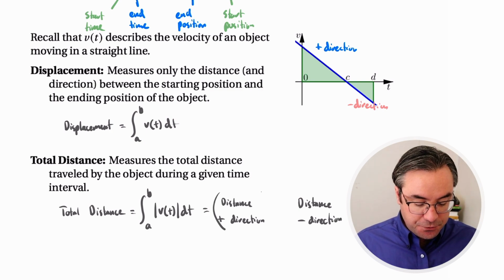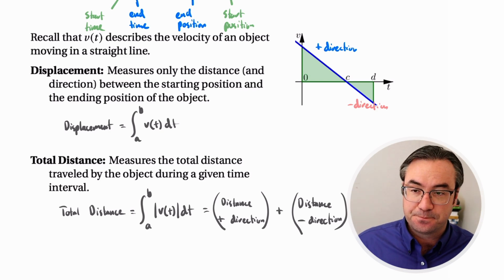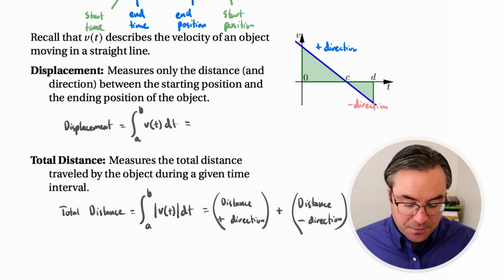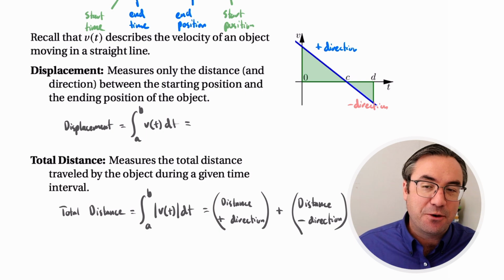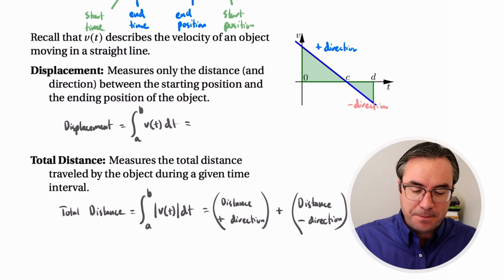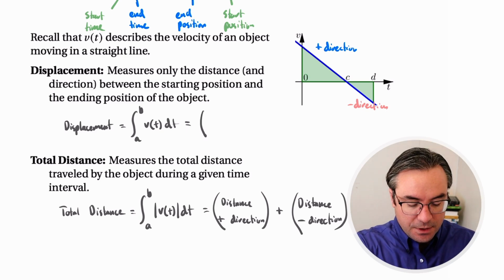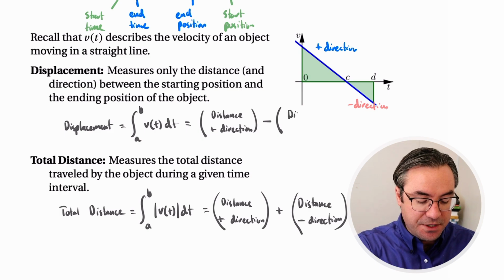And once we have these two separate distances, we're going to add the results together. Now, it turns out, going back to displacement, we can interpret displacement in terms of moving in the positive direction and moving in the negative direction. So we can figure out displacement by figuring out the distance that we travel in the positive direction, and then subtract off the distance that we travel going in the negative direction.